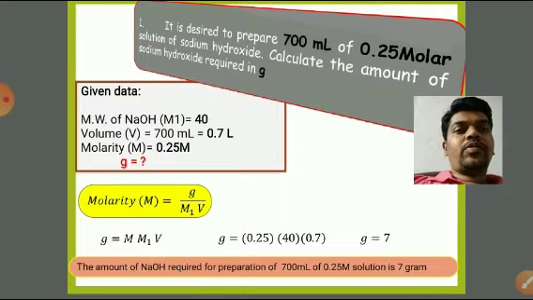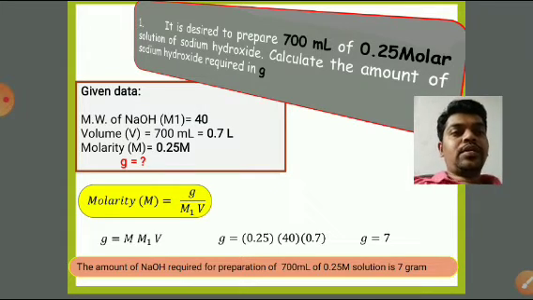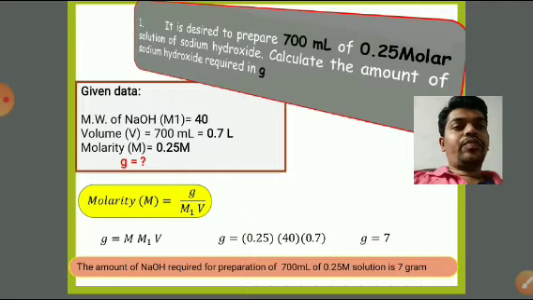The first numerical problem. It is desired to prepare 700 ml of 0.25 molar solution of sodium hydroxide. Calculate the amount of sodium hydroxide required in gram. So in this problem we have to calculate the amount in gram of sodium hydroxide to prepare 700 ml of 0.25 molar solution.